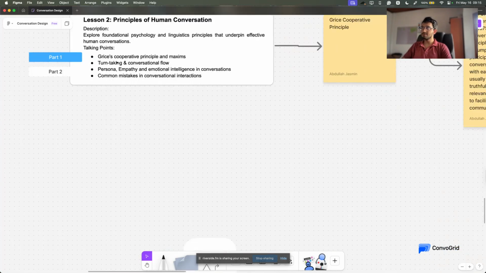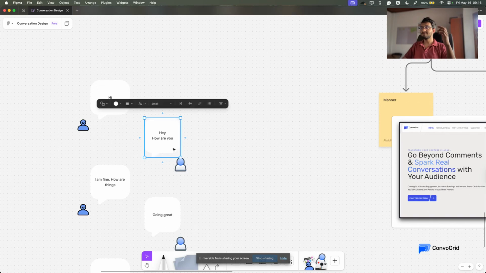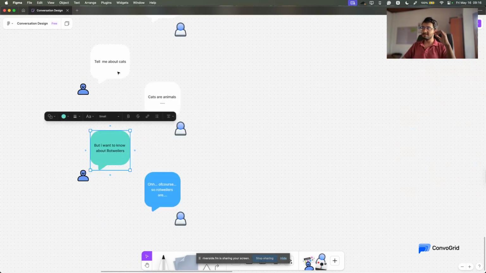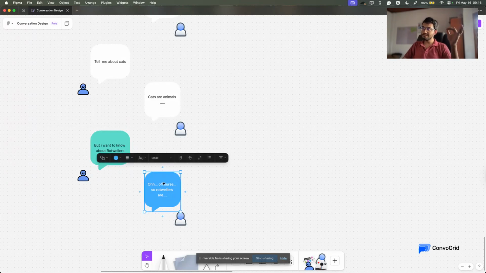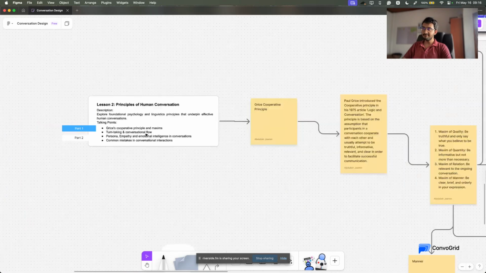Apart from that, we also talked about turn taking and conversation flow, which means that when you have a conversation with anyone, you of course follow a sequence, right? Not everyone jumps in and voices their opinions. You wait until the person has finished talking before you talk. It's the same thing here. We have to make sure the bot waits till the user sends the message and then responds. And even if the user interrupts and switches the conversation, the bot should be able to understand and adapt accordingly. That is about turn taking and conversational flow.